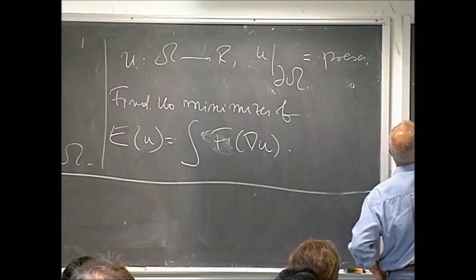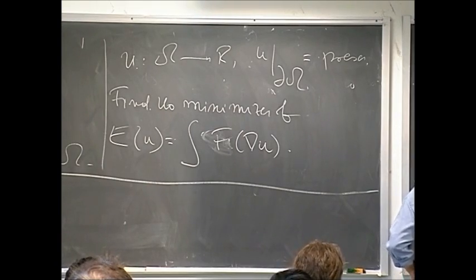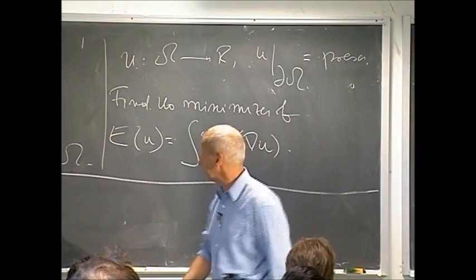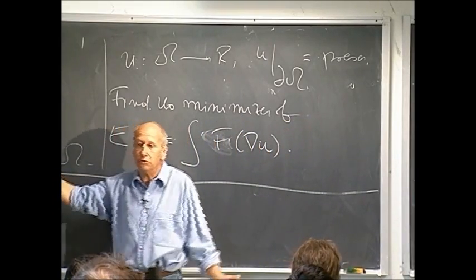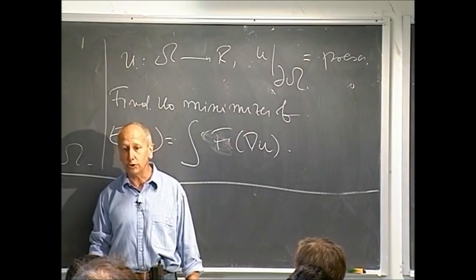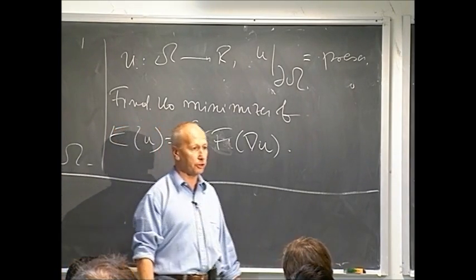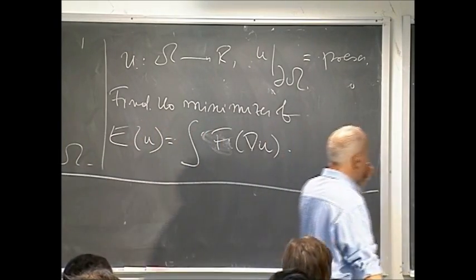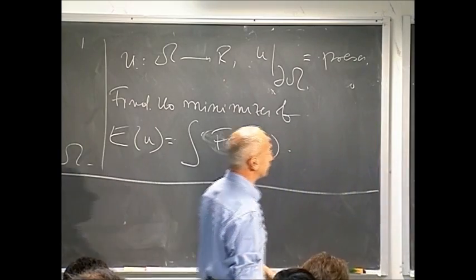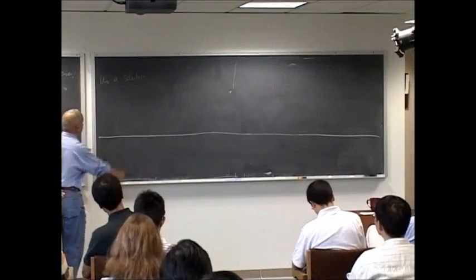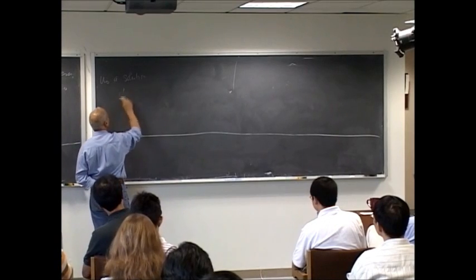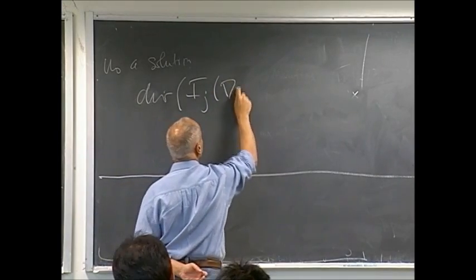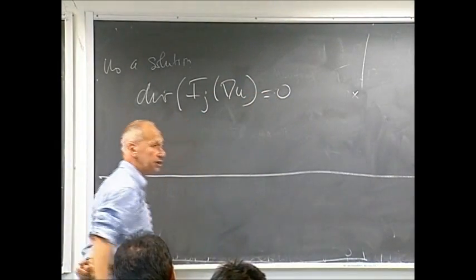In general, this solution is, as I said, in the functional space associated to the F. Like in the case of gradient u squared, you look at functions whose gradient is in L2, and then when you find your minimizer, all you know is that your gradient is in L2. And so you want to show further regularity. In order to do that, you look at the Euler-Lagrange equation, divergence of F_j of gradient u equal to 0.